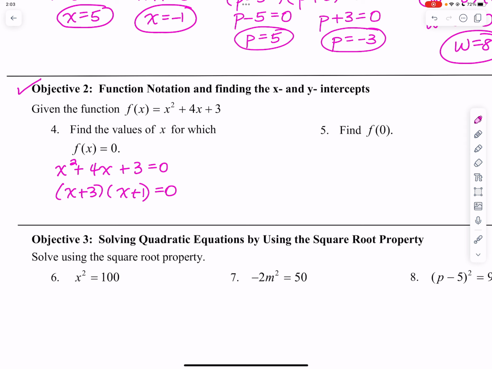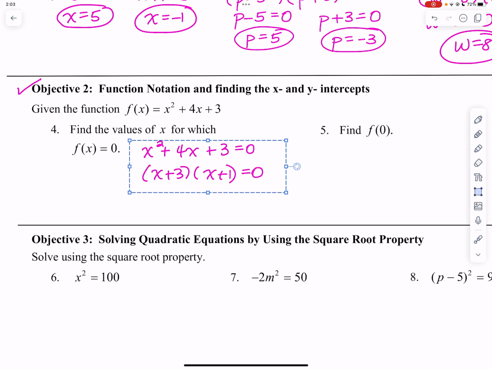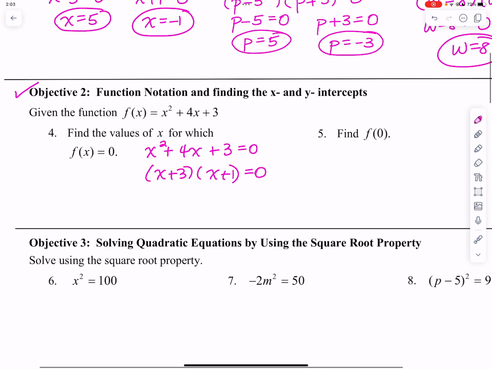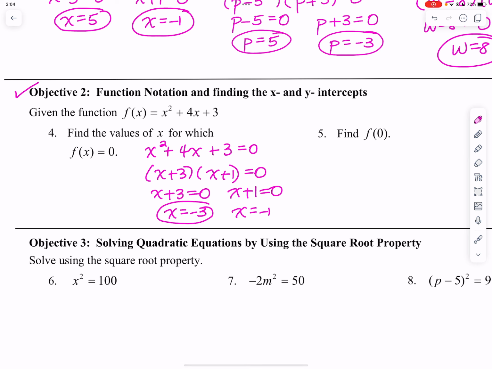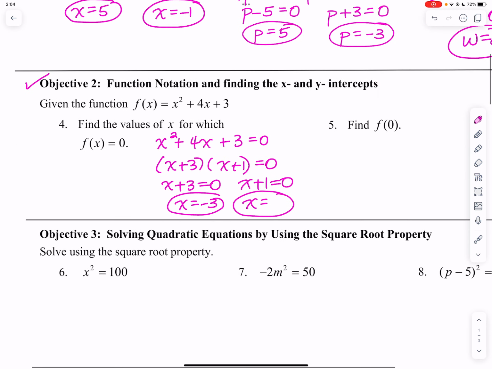And then, let me move this over to the right a little bit so I have some room. So then either x plus 3 is equal to 0 or x plus 1 is equal to 0. And we have x is equal to negative 3 or x is equal to negative 1. So again, same as objective number 1, but now we are using function notation, and keep in mind our f of x is equal to y. So we would just let f of x be 0 and plug that in there.